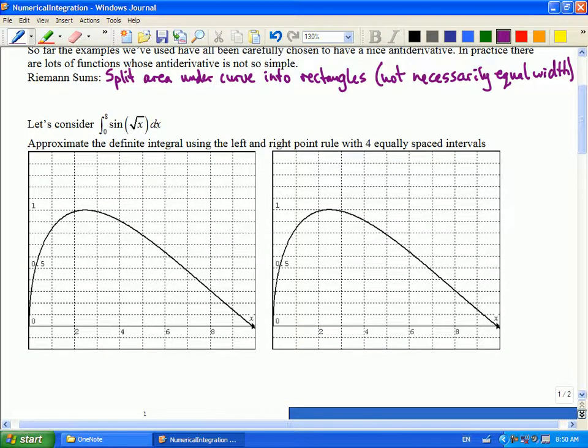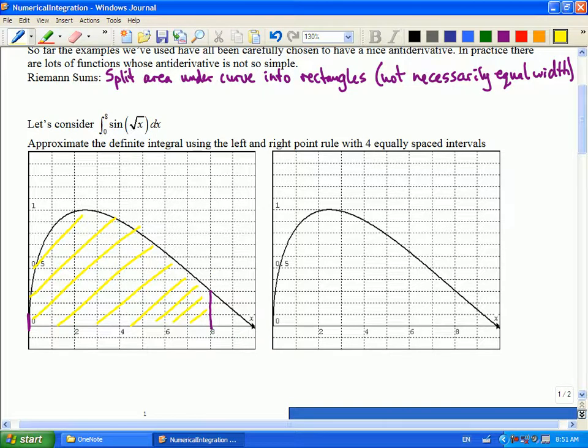So here, let's take a look at sine square root of x. We're going to do a left and right point rule with 4 equally spaced intervals here, and we're looking from 0 to 8. So basically, we could chop it here. So the rule is, let's take a look at the left point rule first. Maybe I'll pick a lighter color just so I can draw over it. I'm trying to figure out what's this area, but I don't have an antiderivative to help me do this.